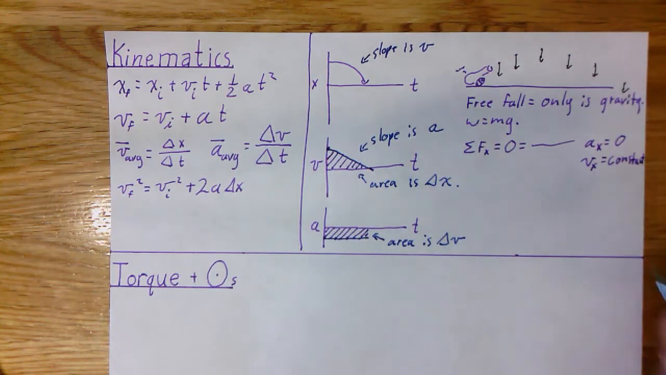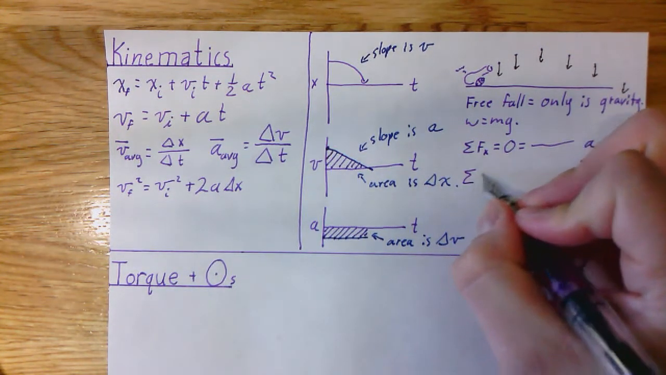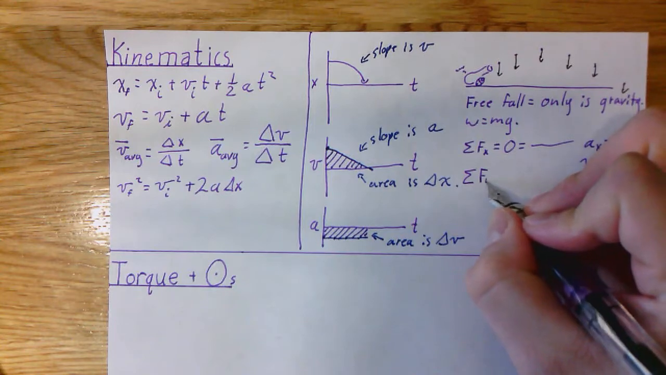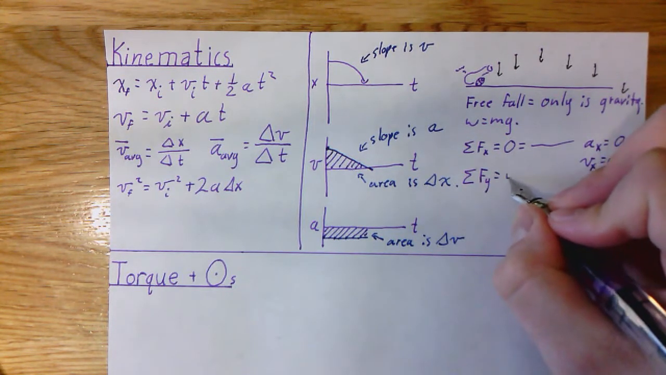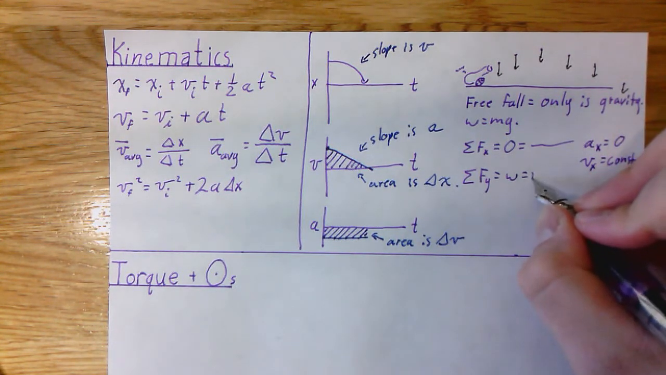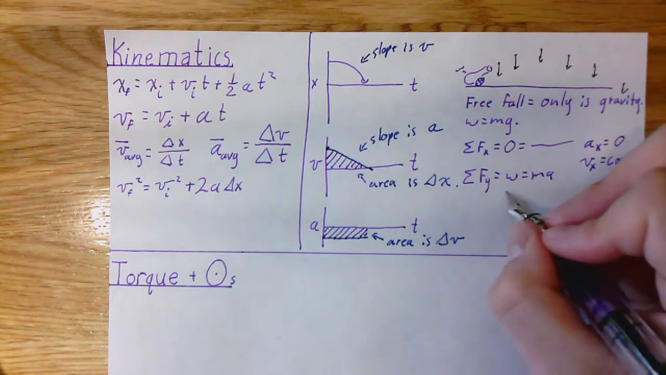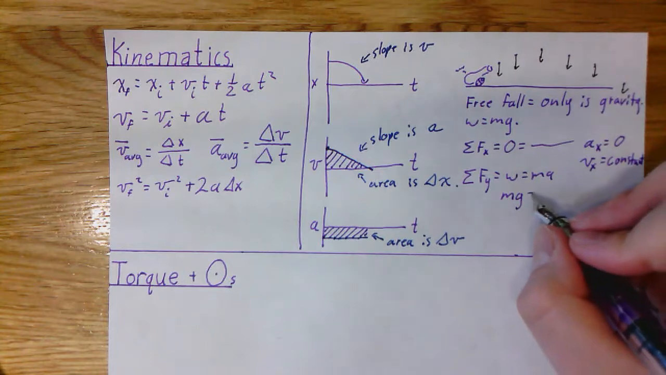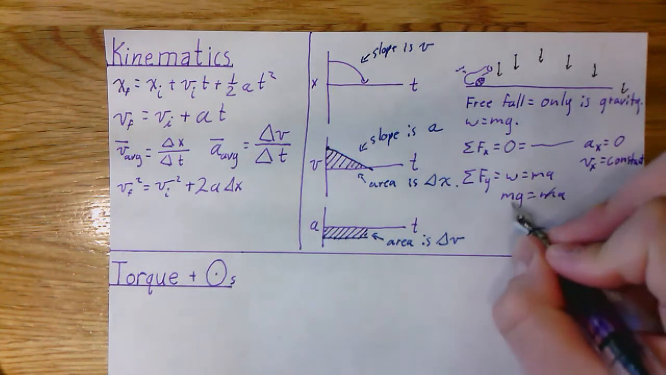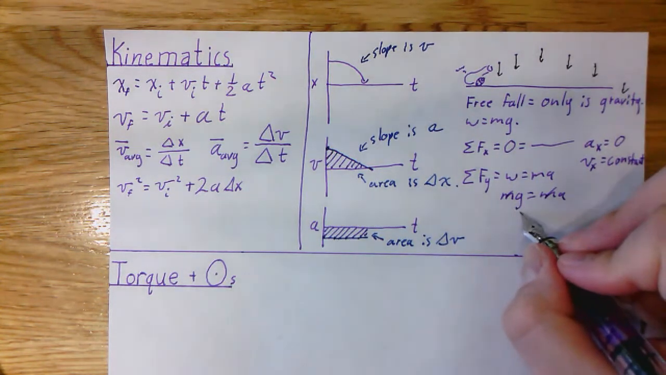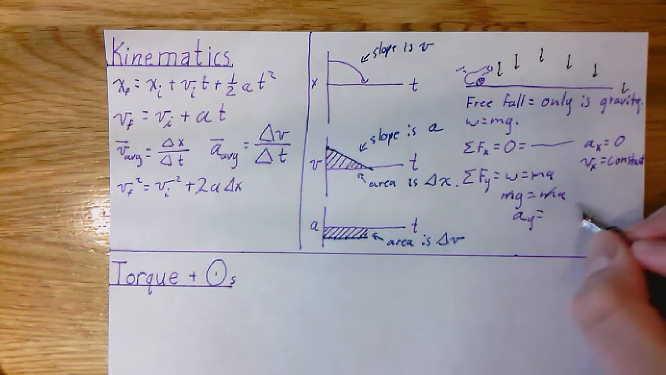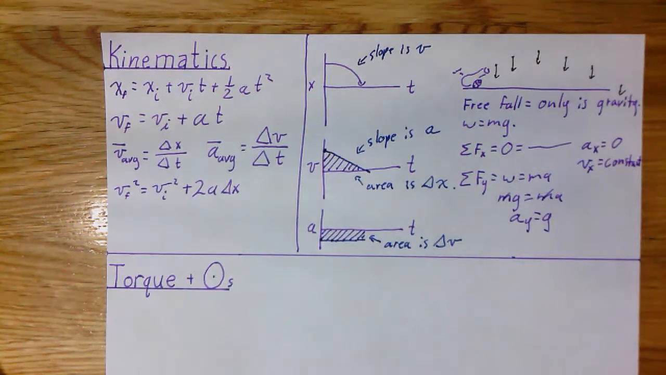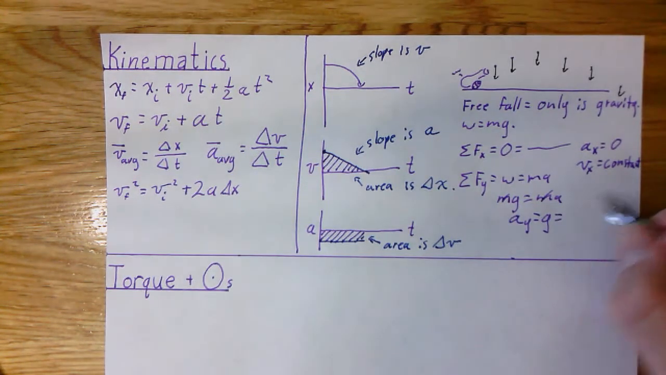Sum of forces in the y direction are going to be just the weight. That equals ma. So our mg, because weight equals mg, equals ma. The masses cancel. So our acceleration in the y direction equals g, which we're going to use as 10 meters per second squared down.